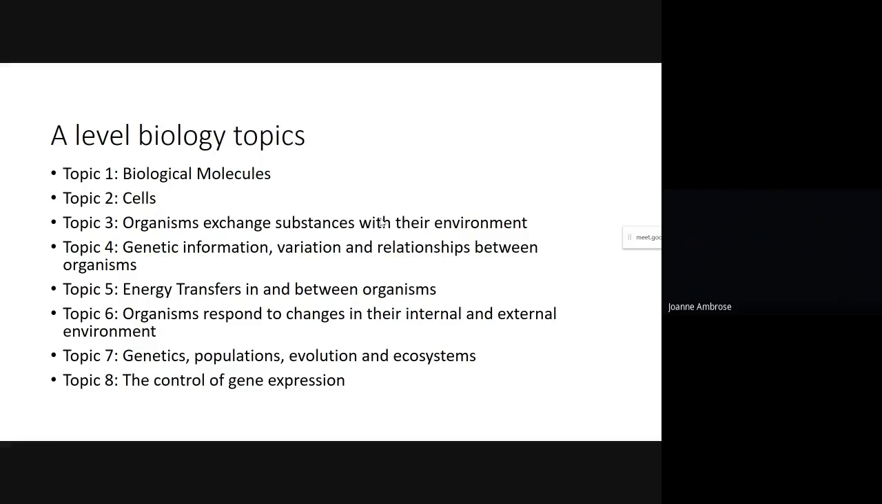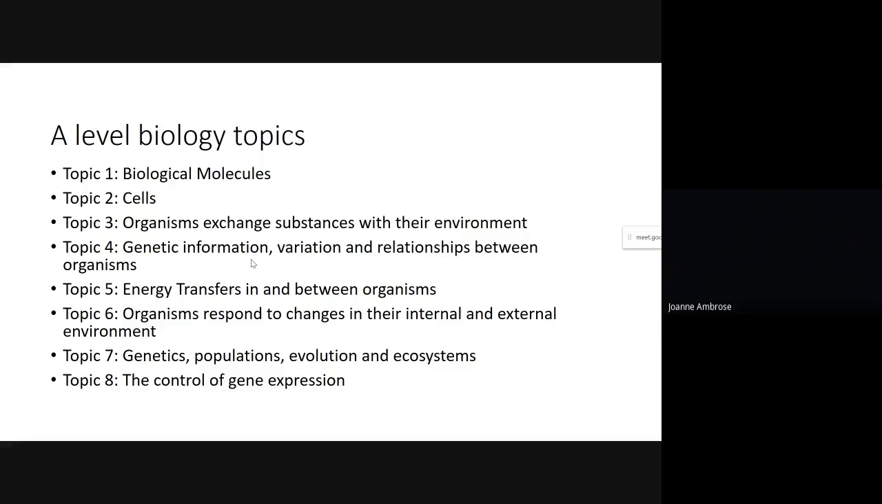Topic 2 will be looking at cells. We meet our eukaryotic and our prokaryotic cells, and we also look at viruses and the cells of the immune system. Topic 3, we're looking at exchange substances. We get to look at fish gills, we get to dissect a fish, we get to look at the heart again and the lungs, and we learn how different organisms exchange substances within themselves and also with their environment.